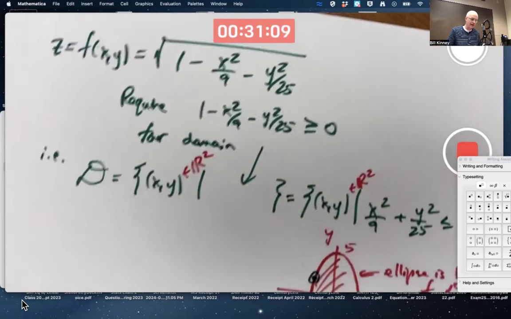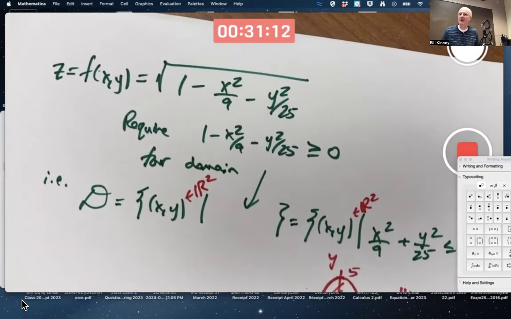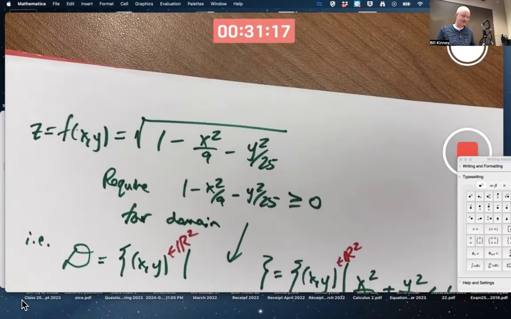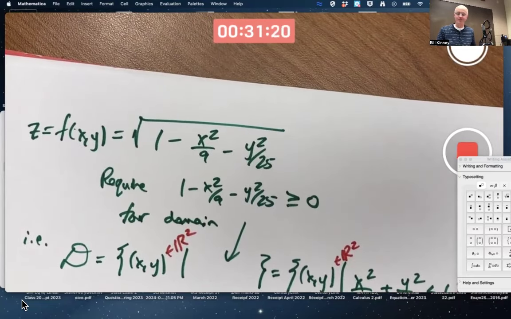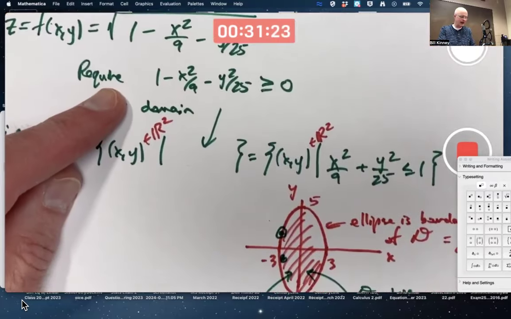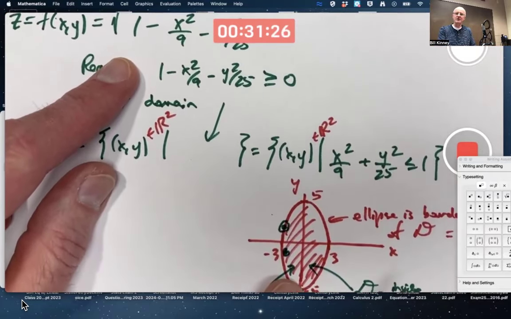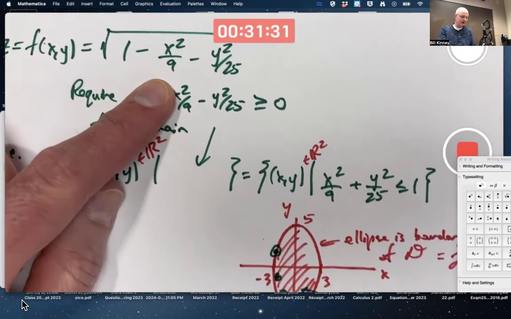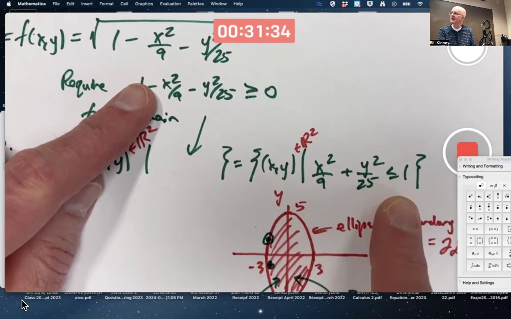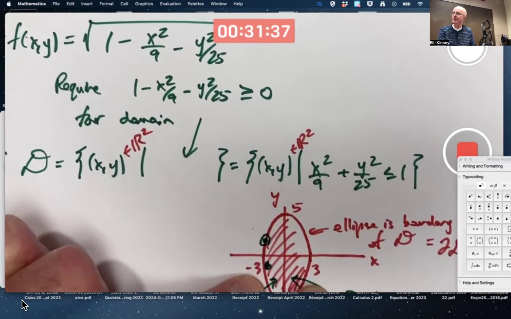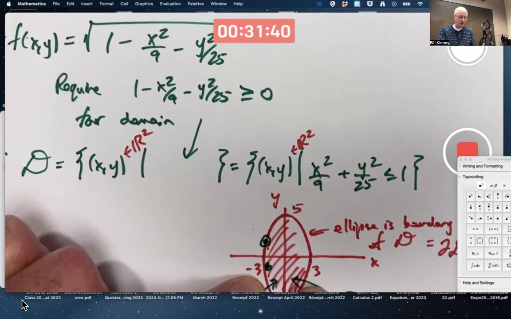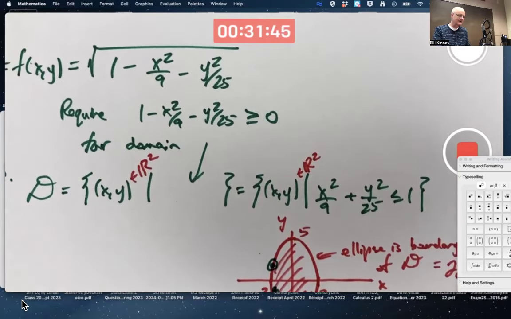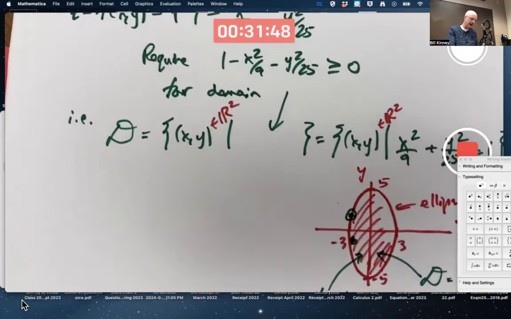I got to go quick here. You can optimize this function without calculus. How? Think about it. Thinking about this function over this domain, as you approach the boundary, what happens to it? The outputs get close to square root of 1 minus 1 because you're getting close to where this equals 1. The boundary, the ellipse. And in fact, along the boundary, along this ellipse, the output of the function is 0. So this function has a minimum value of 0 along the boundary.